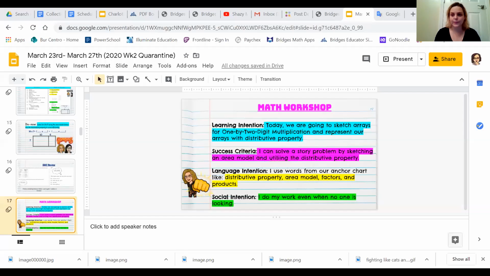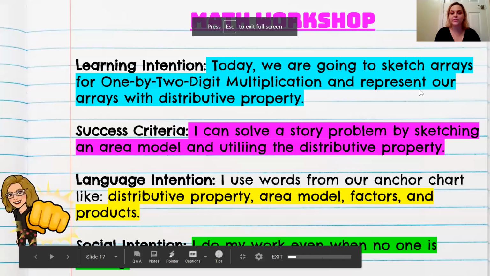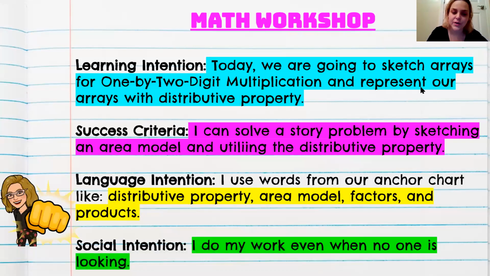And here we go. All right, so we're gonna do our learning intentions. I was gonna do fractions of a ruler today, but like I said earlier, I just wanna make sure that we really understand distributive property and the area model. So this is just gonna go a little bit deeper. So remember, repeat after me. Today we're going to sketch arrays for 1 by 2 digit multiplication and represent our arrays with distributive property.